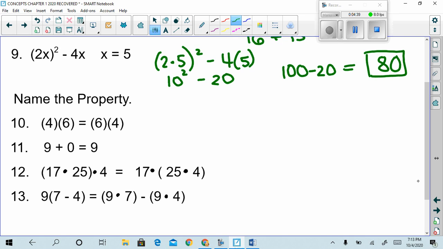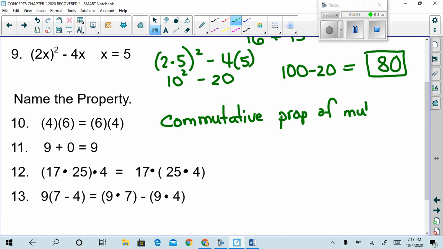Properties. We had commutative property, associative property, identity property, inverse properties, and distributive. They were either with multiplication or addition. When you change the order, you'll get commutative property. It doesn't change the value. This is commutative property. I'll do a little abbreviation of multiplication. Next one, 9 plus 0 equals 9. Well, that's the identity property. It keeps its identity property of addition.